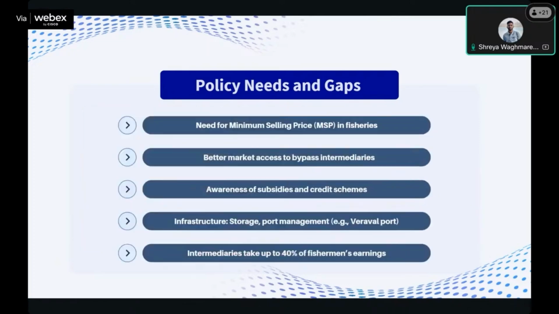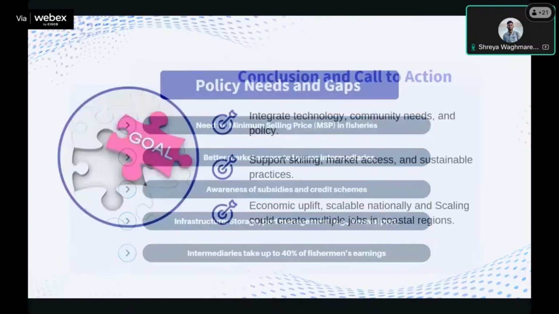I'm just highlighting the points we discussed, like the need for MSP. Without it, the market dips and sales happen at very low cost, causing loss to fishermen. Better market access, so that intermediaries, who pocket almost 40% of the profit margins, are reduced. Again, these were discussed with the locals, but these terms could turn survival into growth for them.